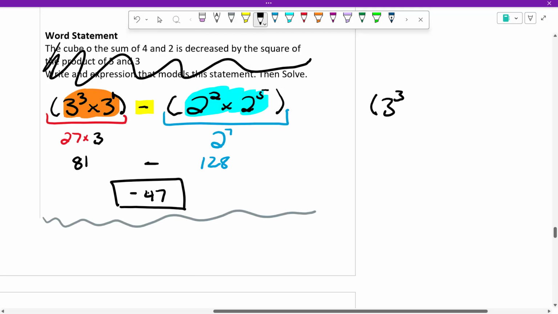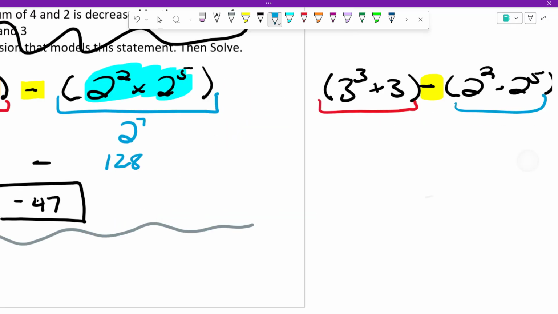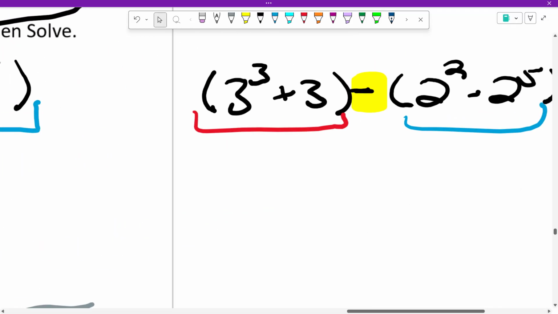3 cubed plus 3 minus 2 squared minus 2 to the 5. A split in the middle. And we have our red section. That's a plus. And we have our blue section. All right. Let's start off with the red section again.